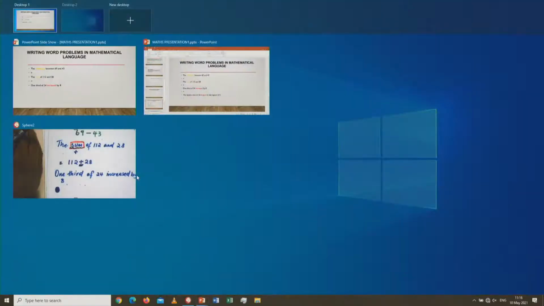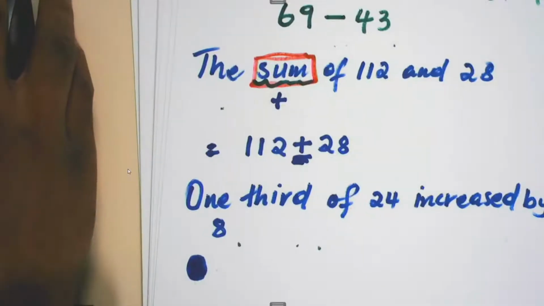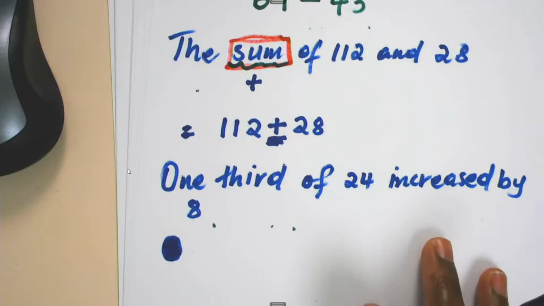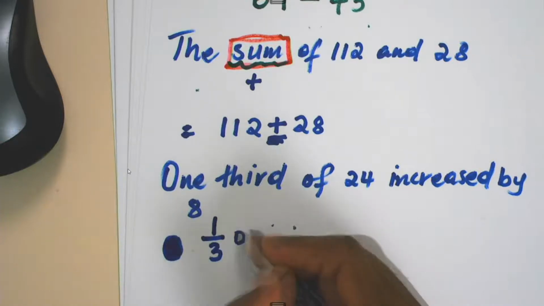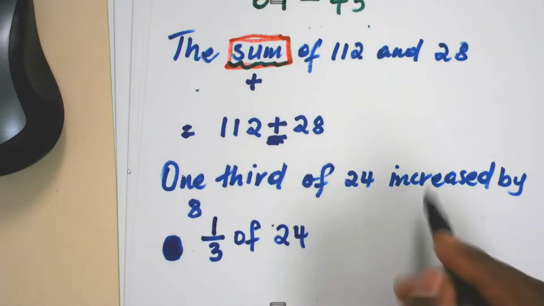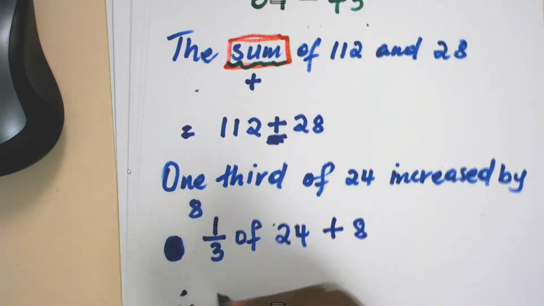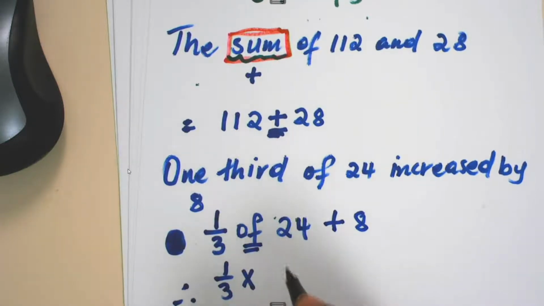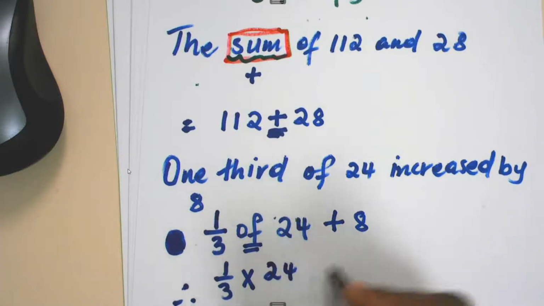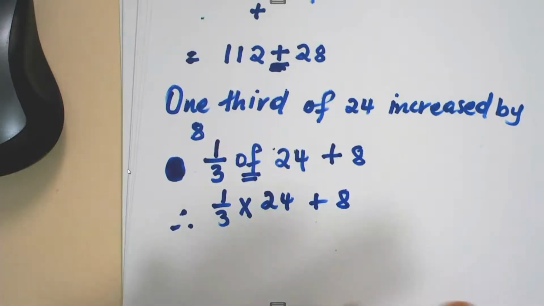Let us go through it. One-third of 24 increased by 8. 1/3 of 24, increased means plus 8. Therefore, 1/3 multiply, because when we see the word of it's a multiplication sign, by 24 plus 8. Now we have written it in a mathematical way, so it becomes easier for us to solve it.